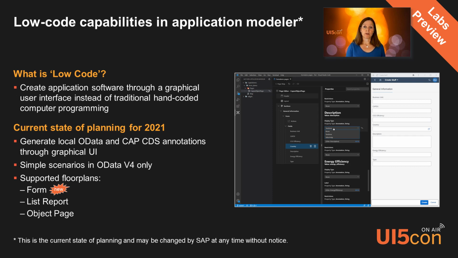Then in 2021 at least, we intend to support three floor plans, a new one that we call a form. It's essentially an object page that's been optimized for data entry. So it opens directly in edit mode. It doesn't have the collapsible part of the header and no navigation bar. And other than that, it shall support the same content features as the standard object page. Furthermore, also the list report and the object page.